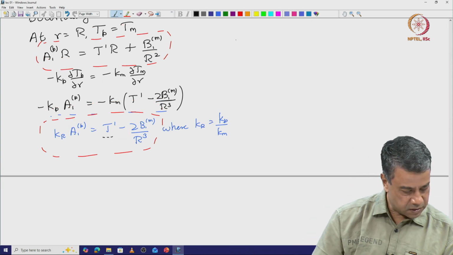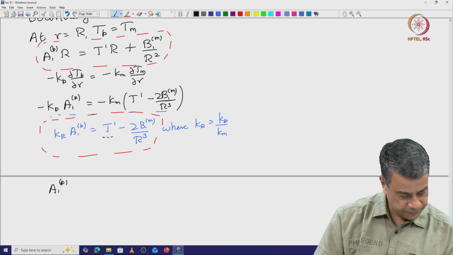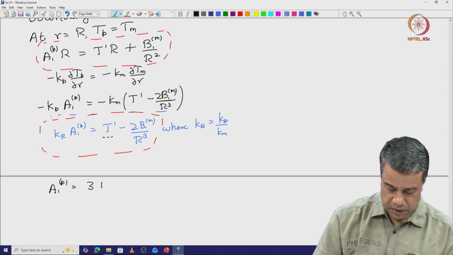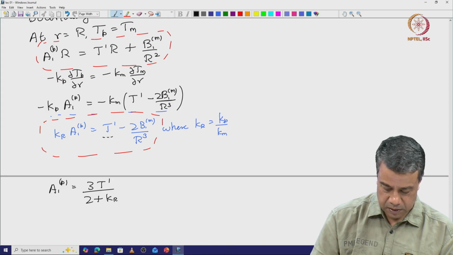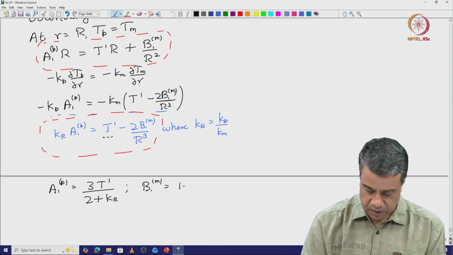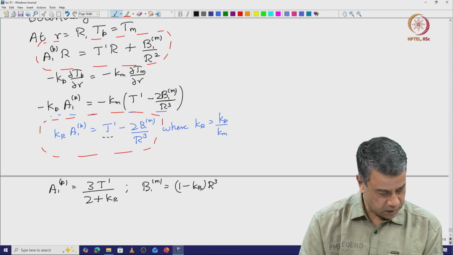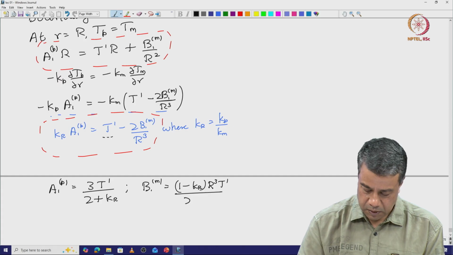Okay. So, the solution is of the form A1 particle is equal to 3 T prime by 2 plus kr, and B1 matrix is equal to 1 minus kr times R cubed, okay, T prime by 2 plus kr.